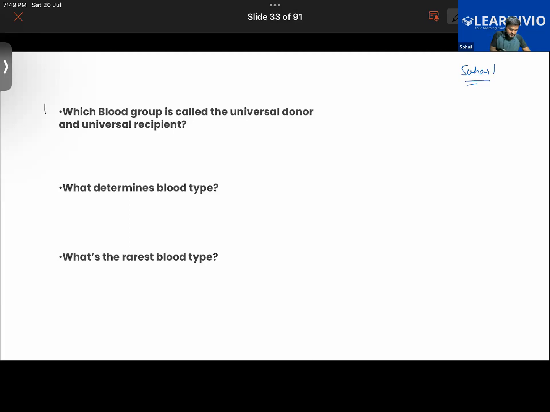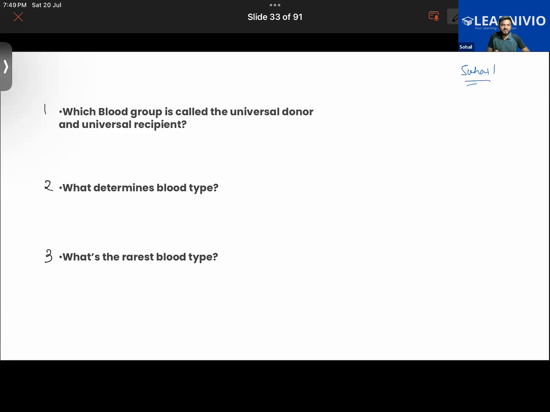And answer them as question number 1, 2, and 3 like this. And in question number 2, what determines blood type? So here you have to mention both the type of proteins we have learned. You have to tell about the type of protein found, which will determine whether it is A, B, AB or O, and also on what basis a blood group will be determined as negative or positive.